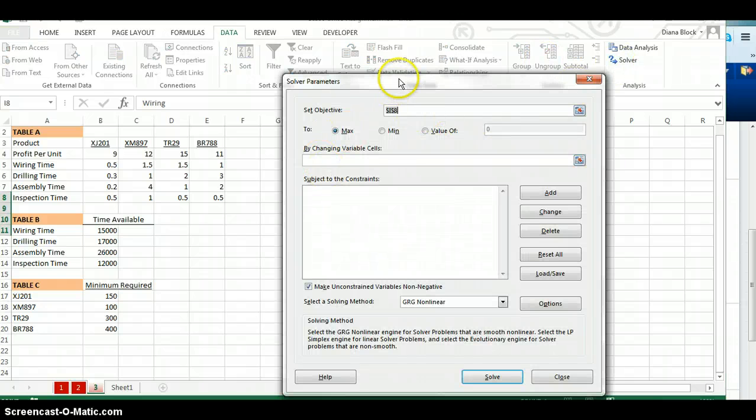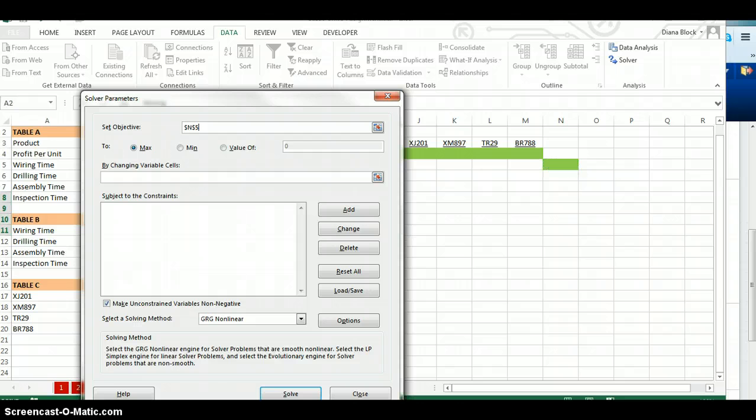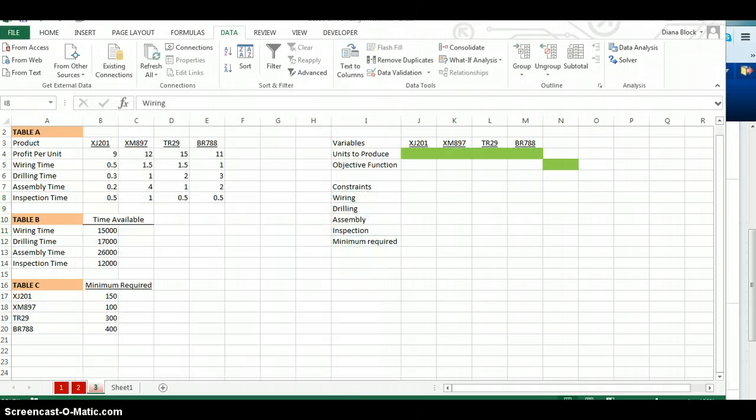So when you go into Solver, you're going to still say you're trying to maximize profit, and by changing the number of units produced. And when you get down to constraints, you're going to have a list of them. There's going to be several constraints. There's going to be 8 separate constraints that you're going to enter. You're going to enter the constraint for wiring, drilling, assembly, inspection, and then you're going to enter the minimum required for each product. So you're going to have 8 different constraints. Then you'll hit solve, and the solver will tell you how many of each of these products to maximize profit and what that maximum profit is. So this should help you to get started.